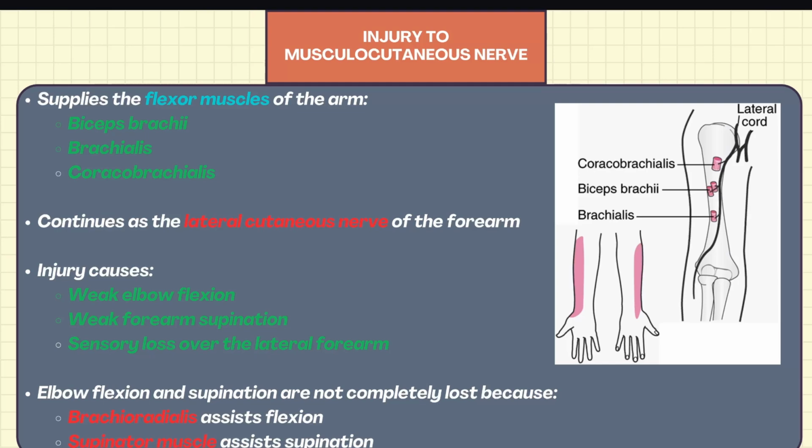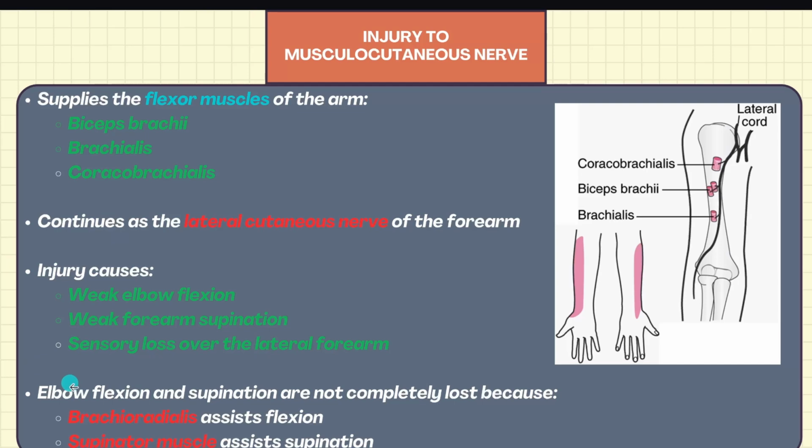Injury to your musculocutaneous nerve, where these muscles are affected, can cause multiple things. One of them being weakness for your elbow flexion, weakness to your forearm supination, and sensory loss to your lateral forearm. You need to know this. What supplies our lateral forearm is our musculocutaneous nerve. So if someone has a loss of sensation in the lateral forearm, just always know it's a musculocutaneous nerve injury.